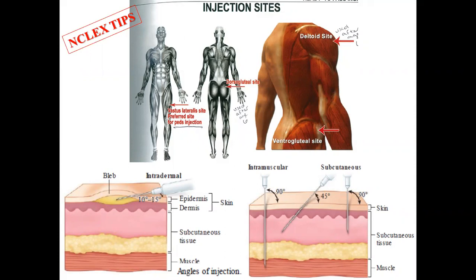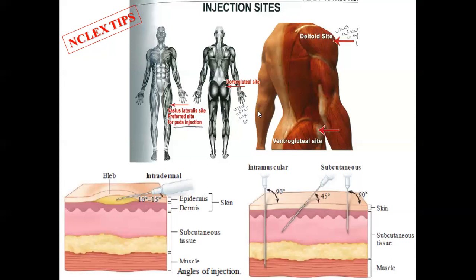So in this picture, you can see the first picture. This is the muscle layer, the vastus lateralis site, preferred as the injection site for pediatric patients. The NCLEX board asks the question: which site or what muscle name is the best one for pediatric injection? It is the vastus lateralis.